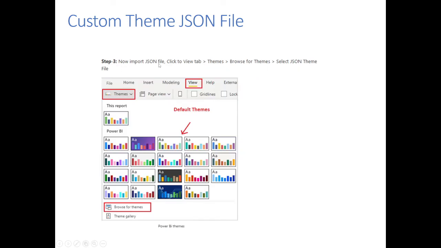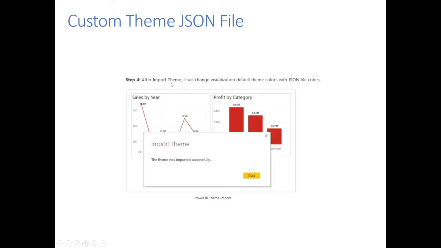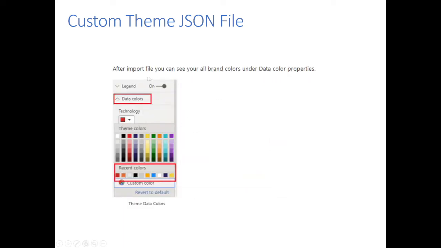Now import the JSON file. Click on the View tab, then click on Themes, and then click on Browse for Themes. After clicking this, you have to select the JSON theme file. After importing the theme, it will change the visualization's default theme colors to the JSON file colors. After importing the file, you can see all your brand colors under data color properties. Once you click on data color properties, these are the colors that you have specified.